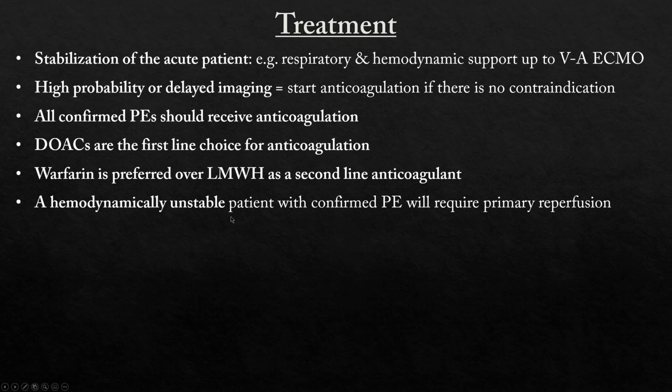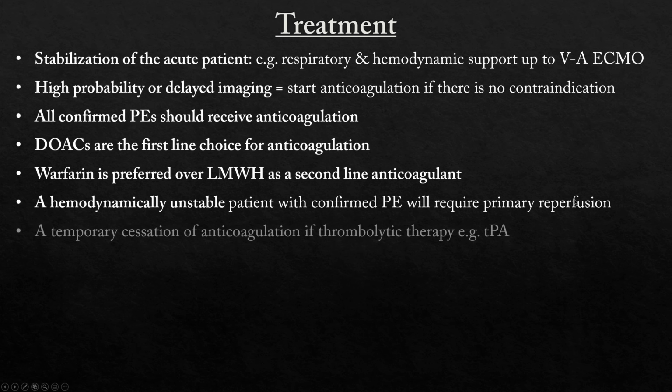A hemodynamically unstable patient with confirmed PE will require primary reperfusion. We talked about this. A temporary cessation of anticoagulation if thrombolytic therapy like TPA is given. For those with massive PE, like a large PE, or those with hemodynamic instability, the immediate answer is systemic thrombolysis, giving TPA. But during that time, you're going to need to stop the anticoagulation. All right, and maybe we give only unfractionated heparin infusion.